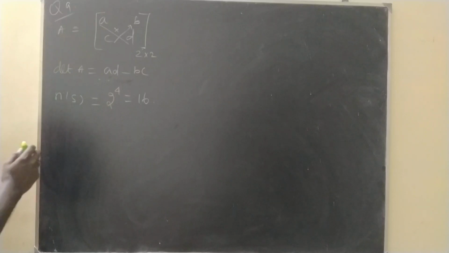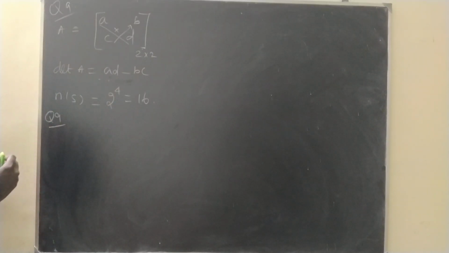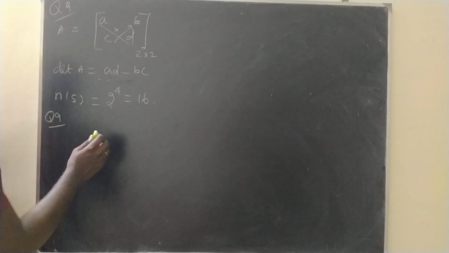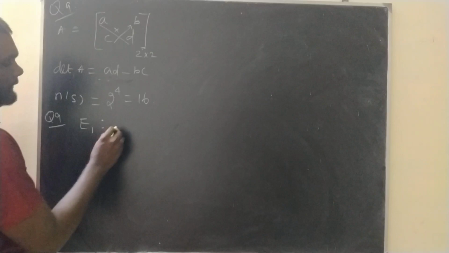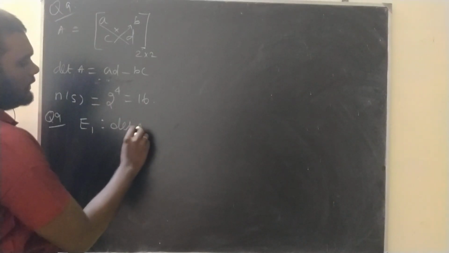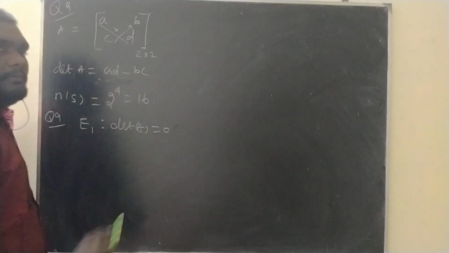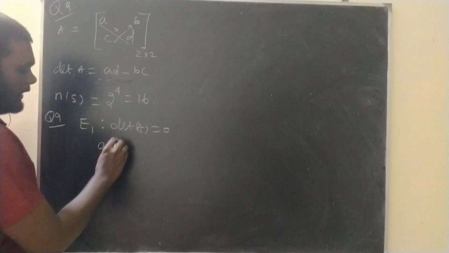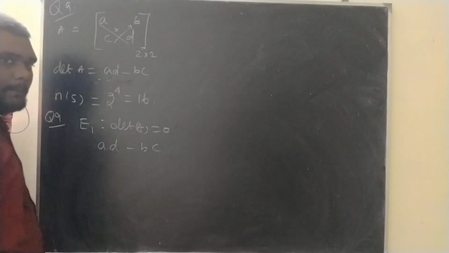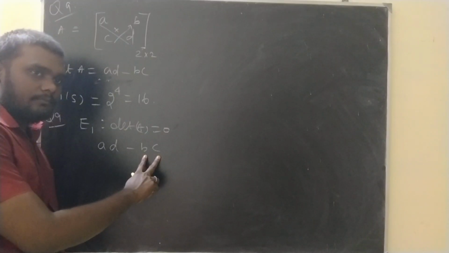Now come back to this question in this passage. Question number 9. The probability that the determinant has 0 value. When will this determinant become 0? Let the event be E1, where the determinant of A becomes 0. That we have to calculate. See, I am writing like this, AD minus BC. This also should be 0, this also should be 0.